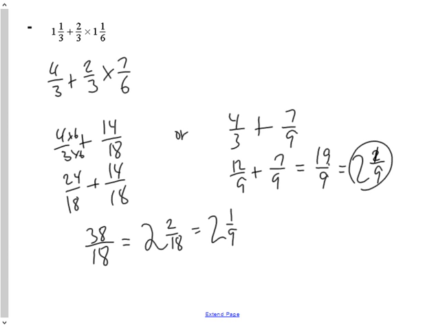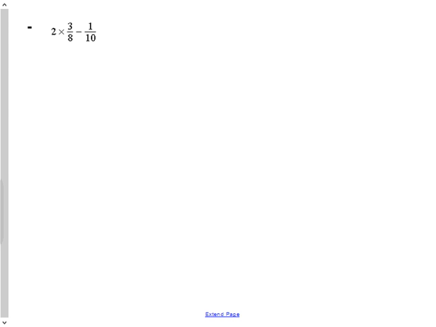Okay. Your next question says 2 multiplied by 3/8 take away 1/10. So again, we're going to do our multiplication first. And when you have whole numbers, it's always easiest to remember that 2 is the same thing as 2 over 1. And the reason why we want to write that is because now we multiply the numerators to get 6, multiply the denominators to get 8. And I end up with 6/8 take away 1/10. You could reduce that down to lowest terms of 3/4 take away 1/10.